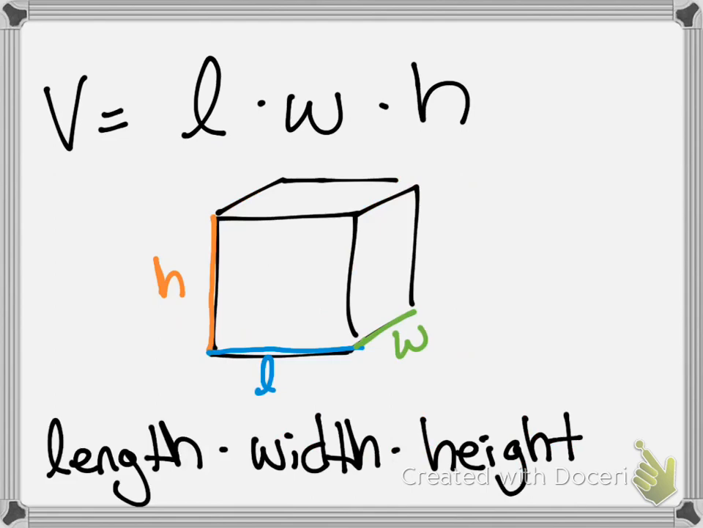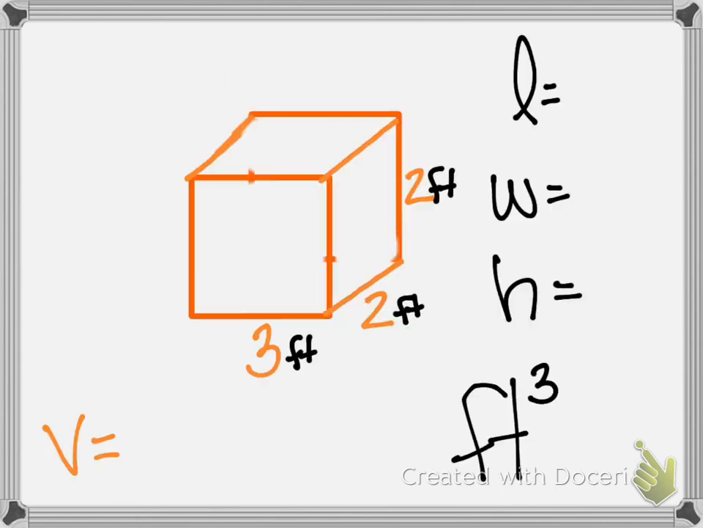The way we do it is we multiply length times width times height. And we've also seen it where it could be length times base times height or whatever. This is how we do this formula. And it's going to make a lot of sense once you see it. So let's look at how this works.